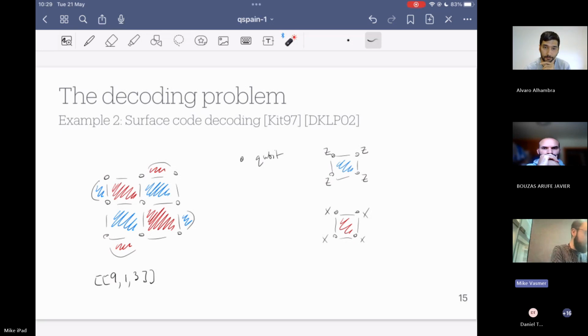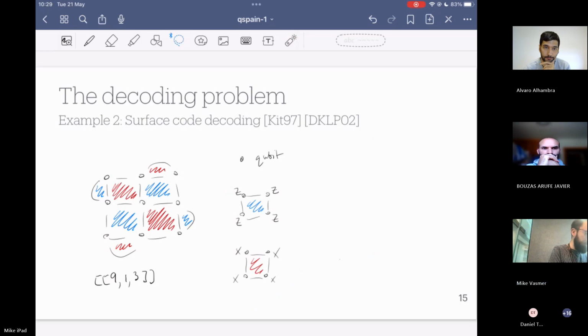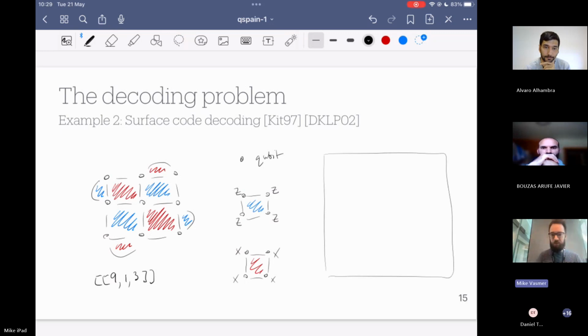Okay, and then what does the decoding problem look like in this kind of thing? Well, I'm going to draw a bigger sketch. I've given you the definition, but what you want to imagine is this is defined on some kind of D by D lattice, and so you can grow the size and you get a much bigger code.